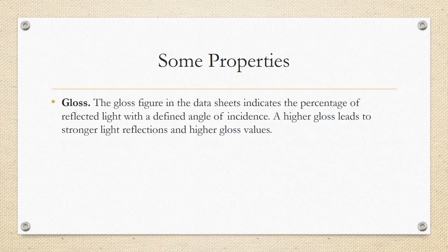Another property is gloss. The gloss figure in the data sheets indicates the percentage of reflected light with a defined angle of incidence, or in short, the reflectivity of the paper. The higher the gloss, the stronger the light reflections and the higher the gloss value.